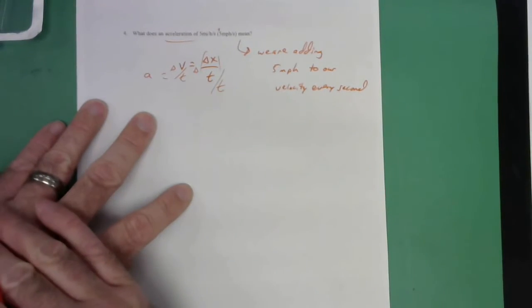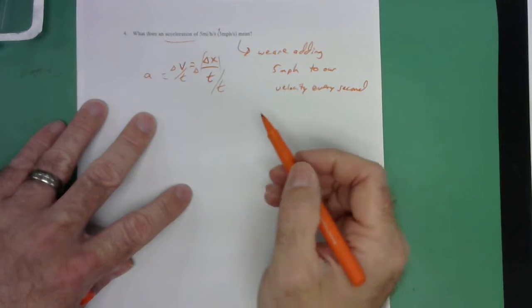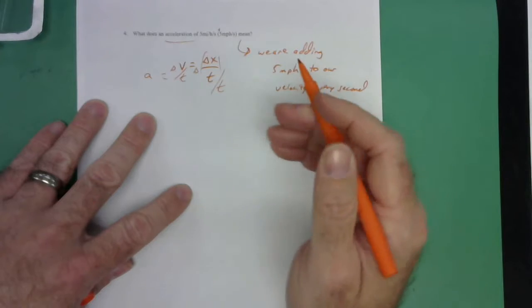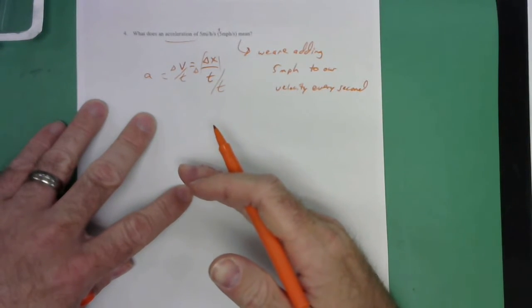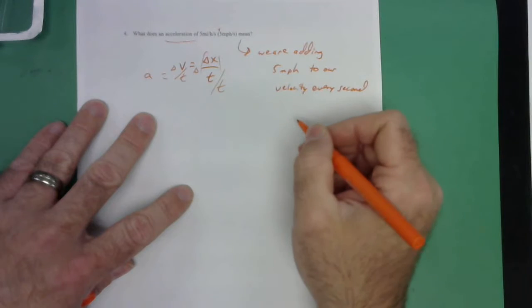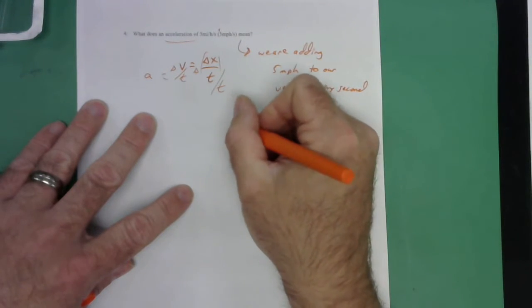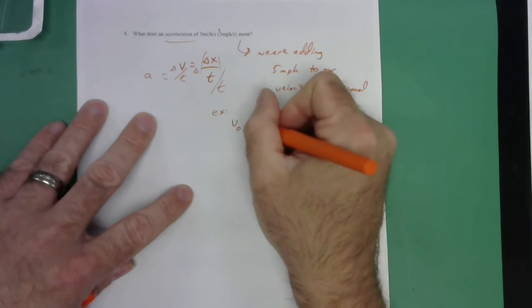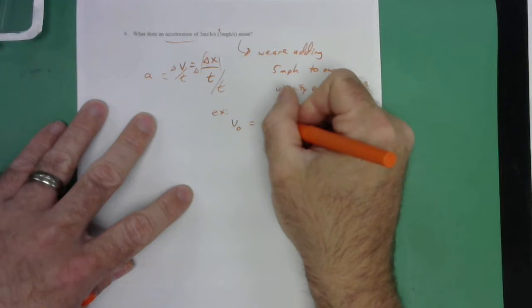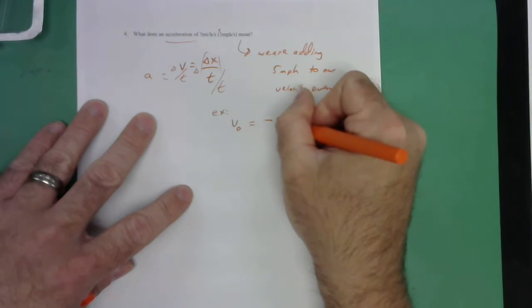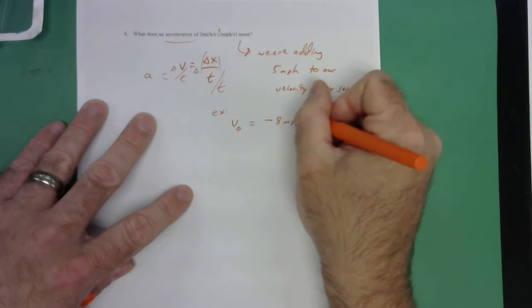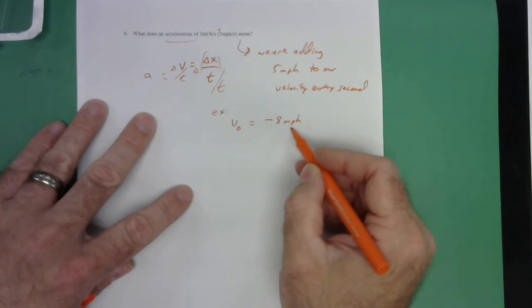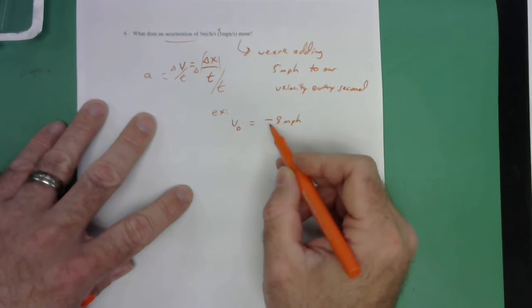Does this mean we're getting faster? Maybe. If I had a velocity that was 0 or positive to start with, and then I add 5 to it, it's going to go from a positive value to a bigger positive value. But what if my starting velocity, my V naught, was a negative value? What if my starting velocity was negative 8 miles per hour? In an hour at that velocity, I would go 8 miles in the negative direction.